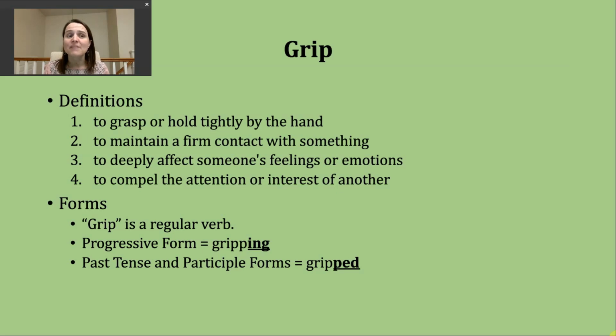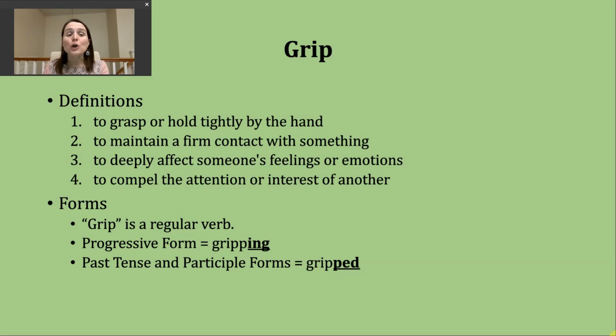A third way you'll hear the verb grip used is to mean to deeply affect someone's feelings or their emotions. Sometimes people will talk about how a particular movie gripped them, again, affected them in an emotional way. A fourth way you can use the verb grip is to mean to compel the attention or interest of another person or a group of people.